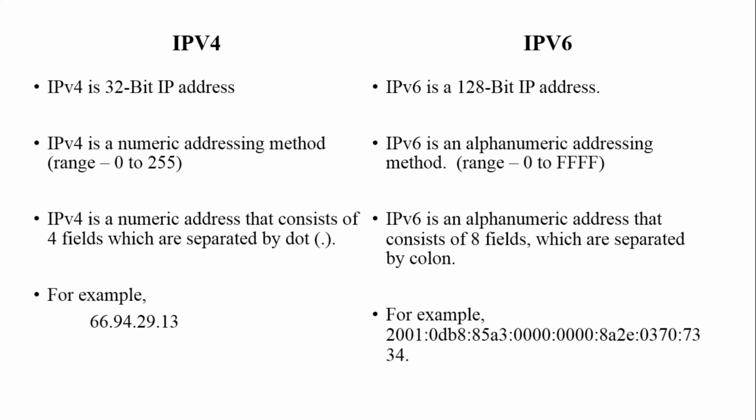and each field is separated by dot. If we consider IPv6, then it is an alphanumeric address, as you can see, and it contains 8 fields and each field is separated by colon. Like the first field is 2001, second field is 0db8, etc. So these are the 8 fields which are separated by colon.